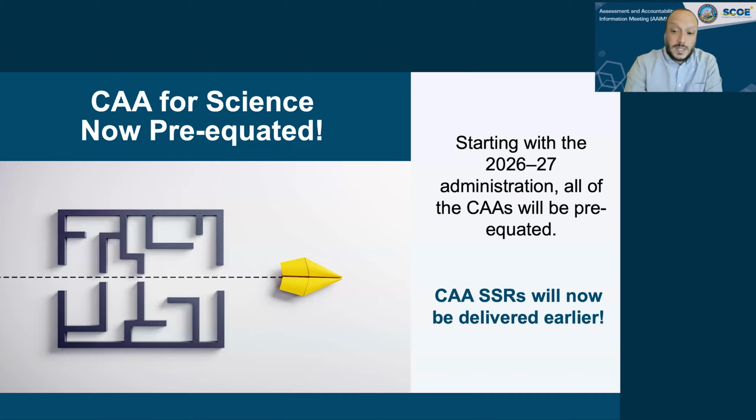Before the 2026-27 administration, the CAA for science was post-equated, meaning that the scale scores were not determined until after the test administration, which delayed the availability of SSRs for all of the CAAs. This means that the SSRs for all of the CAAs will now be available to LEAs earlier.